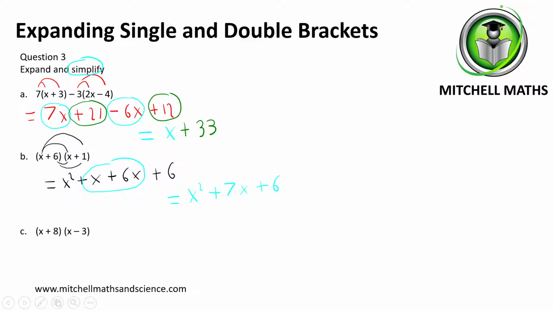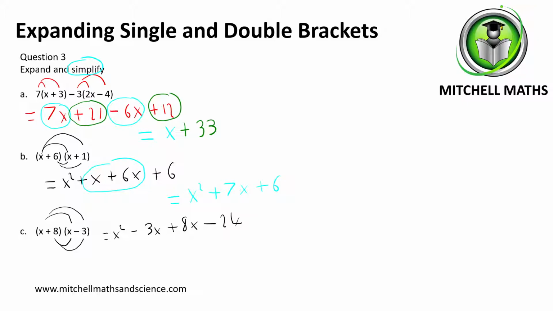And we'll have a look at a slightly harder one, because that one just contains positives. So I'm going to do the same method again. I'll have x times x, which is x squared. I have x times minus 3, which will give me minus 3x. I have 8 times x, which will give me plus 8x. And I have 3 times 8, but it'll be a minus, because I'm positive times a negative, which will be minus 24.